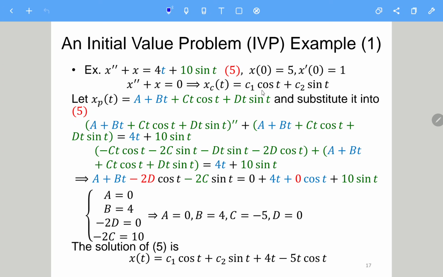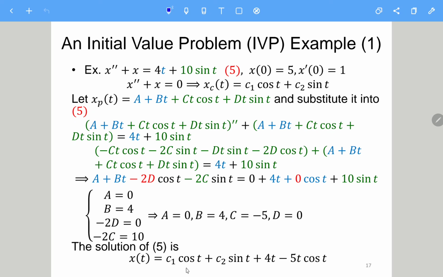But here we find that this cosine or sine of t is actually the same as this one. So we still need to multiply the particular solution by t here. Then we can just plug this one into equation 5 and solve for a, b, c, d, and then we can find a, b, c, d to be these values.